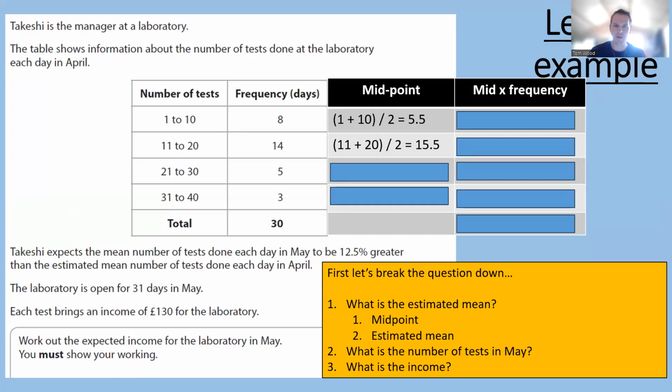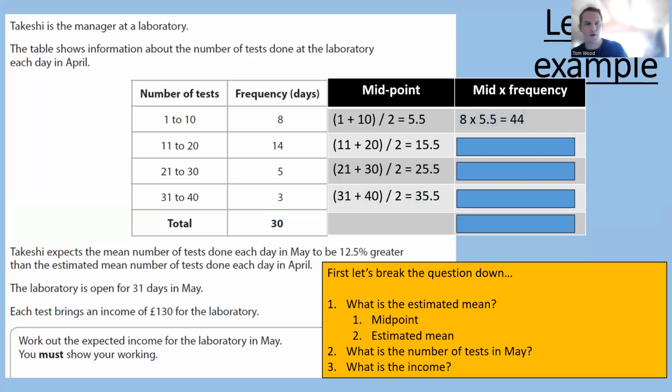So between 1 and 10, don't get caught out here. Between 0 and 10, the midpoint would be 5, but this is between 1 and 10. So if you're finding the midpoint, always use the mean. We're going to add those two numbers and divide by 2, and you will always get the exact middle. So 1 plus 10 is 11, divided by 2, 5.5. Then I've got 15.5, and you can just follow the pattern, going up in tens: 25.5 and so on.